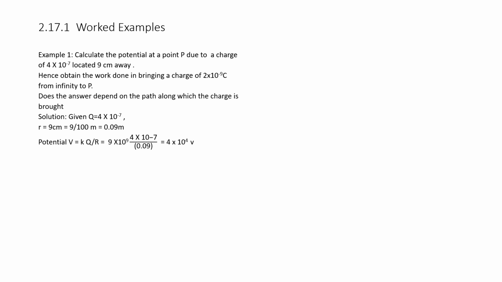Potential. Here we have to calculate potential using the formula V is equal to KQ by R. The value of K is not given in this problem, but we have to assume it as 9 into 10 to the power of 9. So V is equal to 9 into 10 to the power of 9 into 4 into 10 to the power of minus 7, which is the charge Q, divided by 0.09. Please note it is the source charge. Solving, we get V is equal to 4 into 10 to the power of 4 volts.